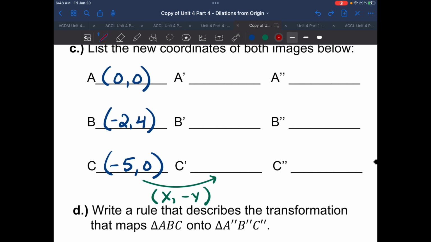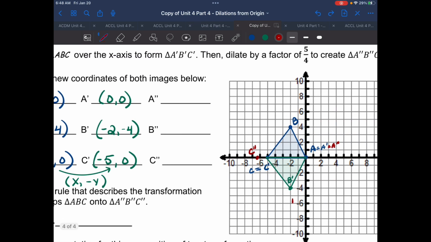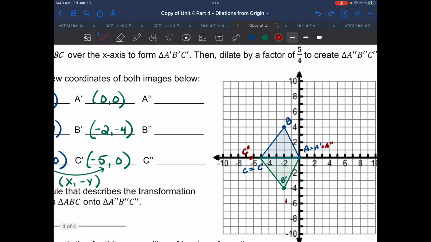So what would be the coordinates of A? Well, let's think about that. The opposite of 0 is 0 anyway. And then B prime will end up where? And then finally, taking the opposite of 0 once again is 0. All right, so now that effect will look like this on the graph, right? Your blue triangle ABC will reflect down over the x-axis and become A prime, B prime, C prime.